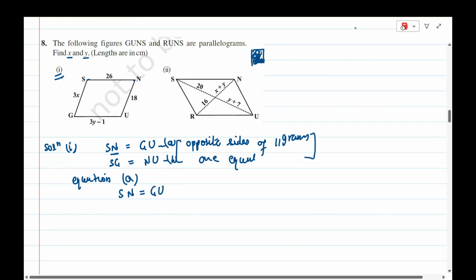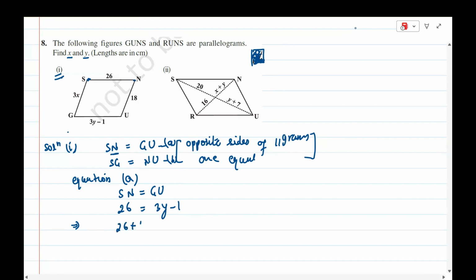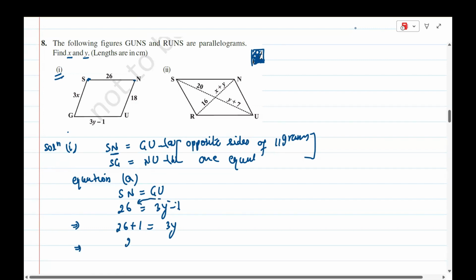Now look at the figure. SN is how much? It is 26. GU is how much? It is 3y minus 1. So to calculate y, we simply solve like a linear equation in one variable. So it is 26 plus 1 is 3y. I have transferred minus 1 to the other side. It has become plus 1. Then 27, right? But 3 is in multiplication. Going to the other side will become division. 3 nines are 27. So therefore, y is equal to 9.